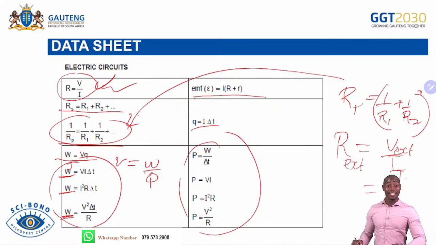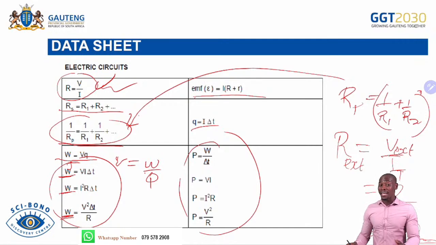Our V external is 10, and the total current is 2. Then our R external will be 10 divided by 2, which is 5 ohms. So our R external will be 5 ohms. Very, very important, learners. So be careful on how you use these equations. Yes, I understand it's R equals V over I, but which R are you talking about?